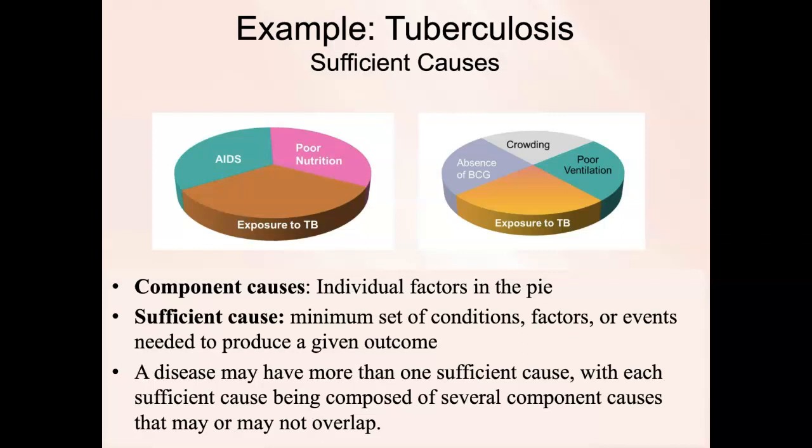They are sufficient. And as we talked about, you can build multiple of these causal pie models for a given outcome or disease. A disease may have more than one sufficient cause, so you can have multiple pies that will inevitably produce the outcome. A really important thing to note is that in any model, if I remove one of those slices, it is no longer sufficient. So if I remove, for example, poor nutrition from this left pie, the model is no longer sufficient. If I just have the presence of AIDS and exposure to TB under this model, it's no longer sufficient and I will not get tuberculosis. All of those components have to be there in order for it to be sufficient and produce the outcome.